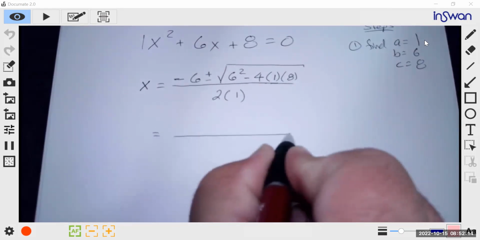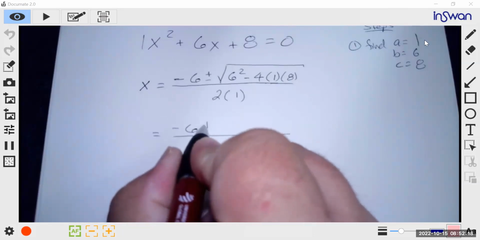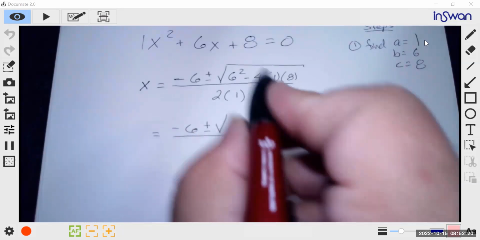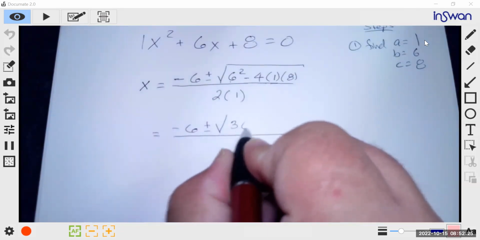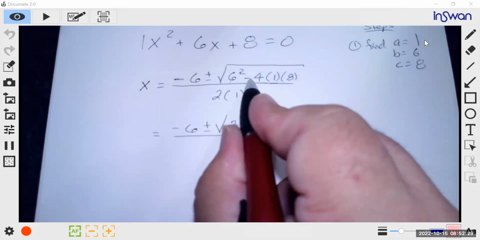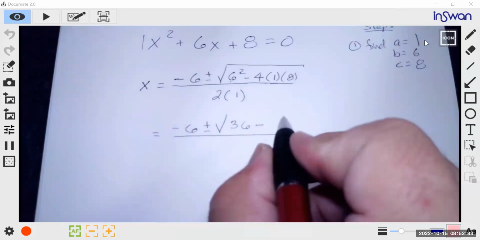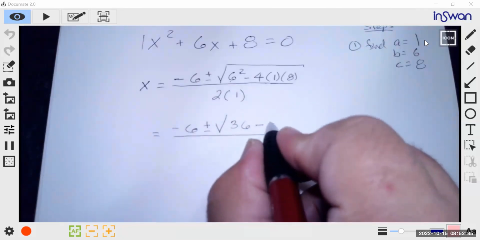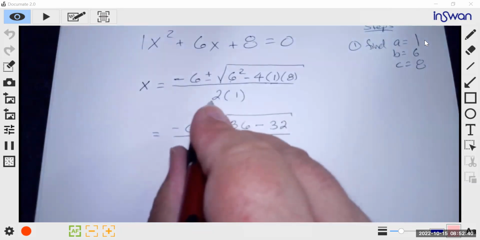Now work it out. Order of operations. Okay, that's a negative 6 in front. Can't do anything there. Inside the radical, 6 squared: 6 times 6 is 36. Negative 4 times 1 is negative 4. Negative 4 times 8 is 32. Over 2 times 1.